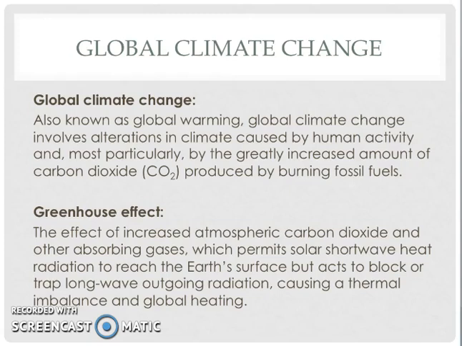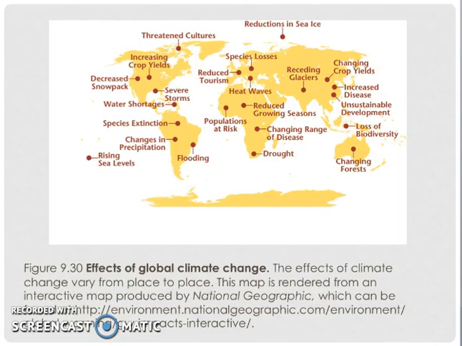Through the theme of nature and culture, we can look at how climate change is greatly affecting development. The greenhouse effect here is a basic definition. We can think of the increased atmospheric carbon dioxide and other absorbing gases, especially nitrous oxide and carbon monoxide, which permits solar shortwave heat radiation to reach the Earth's surface, but then blocks it from going back to space. This causes a thermal imbalance and global warming. Sometimes the term global warming is avoided, because not everywhere on the Earth is warming. However, global average temperatures are rising steadily, including ocean temperatures.